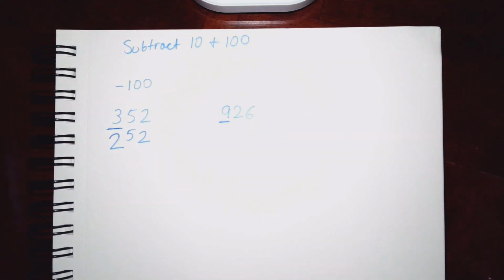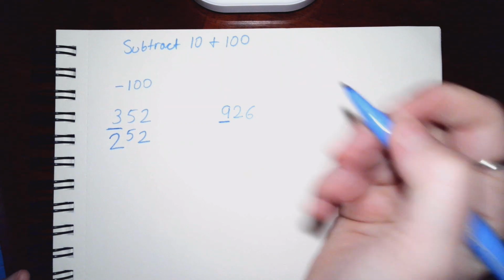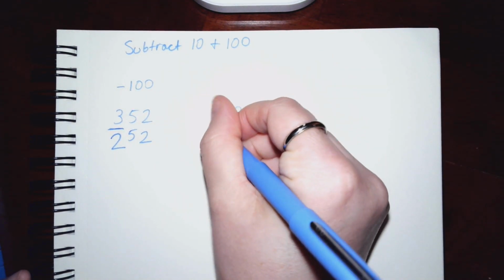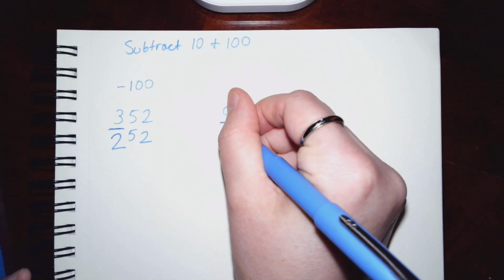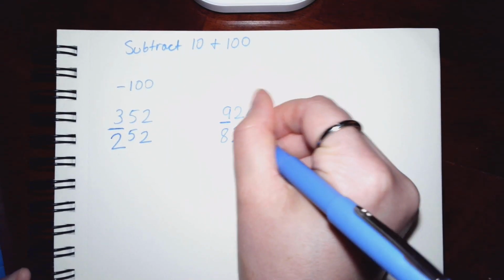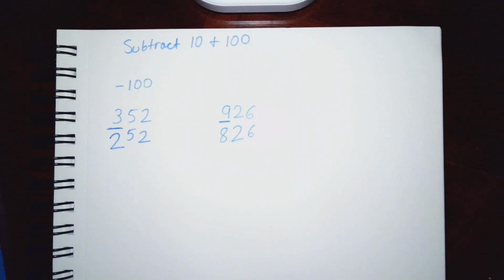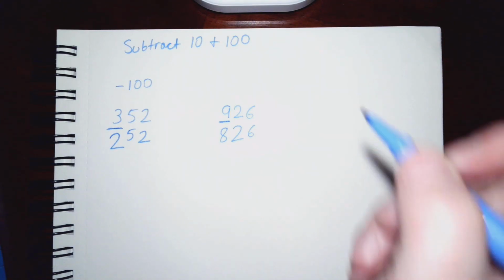If I take 1 away, what is 1 less than 9? 1 less than 9 is 8. So I'm going to put my 8 hundreds. And then I did not do anything to my tens and ones, so I'm going to leave the 26 there. Okay?